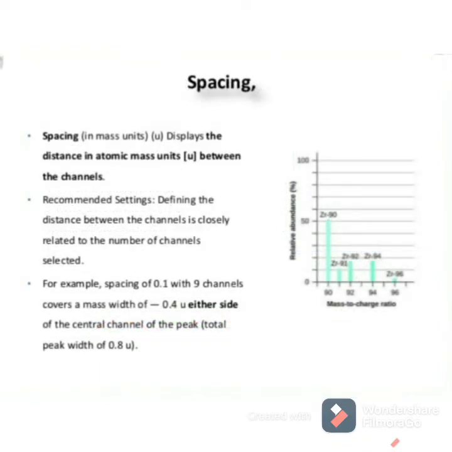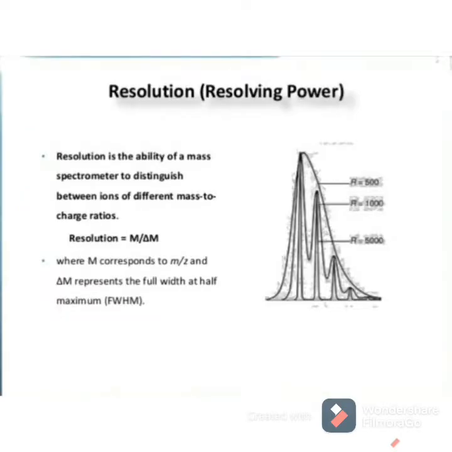After channels, what is the spacing? Spacing in mass units displays the distance in atomic mass units between the channels. Recommended setting: the distance between the channels is closely related to the number of channels selected. For example, a spacing of 0.1 with 9 channels covers a mass width of 0.4 unit either side of the central channel of the peak. Total peak width is 0.08 spacing.